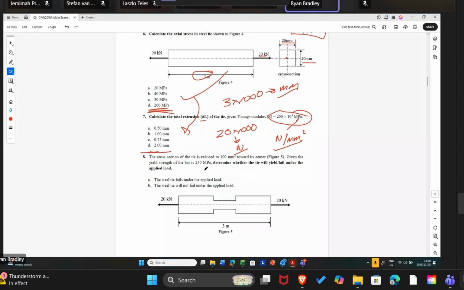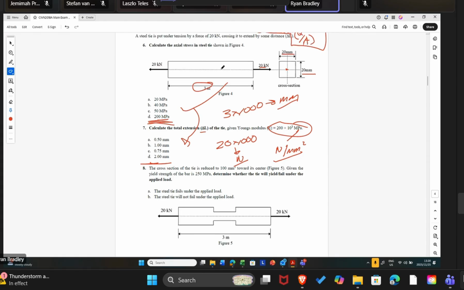All right, the next question is basically given a member now in which one portion of it has a thinner cross section, or let's say a reduced cross section. So it's the same member over here, but now an inner portion, instead of having 20 times 20 as the cross-sectional area, the area is now 100 square millimeters. Okay, so the question then asks, given the yield strength of the material is 250 MPa, determine whether the bar will yield under the applied load.